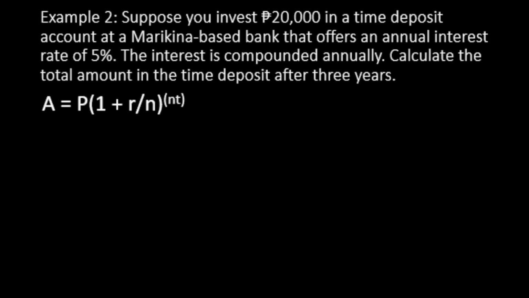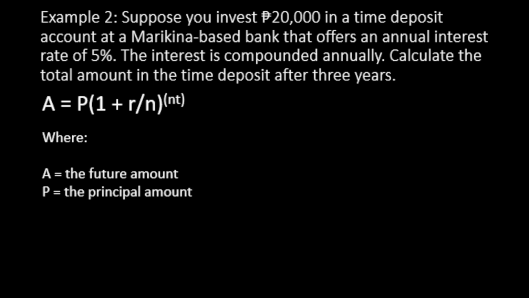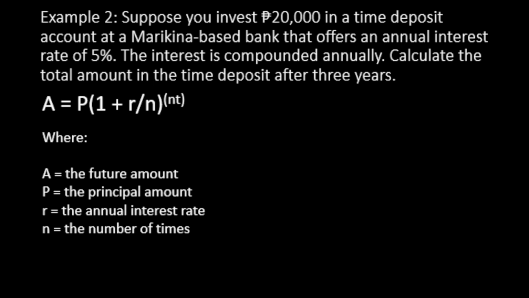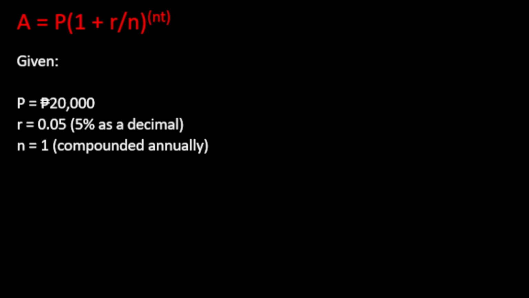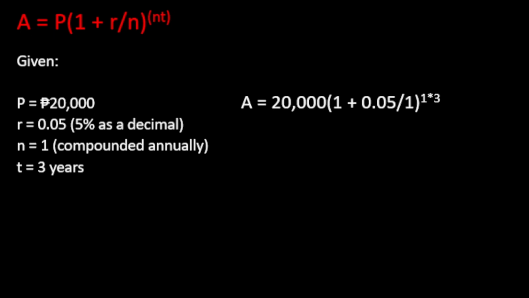To calculate the total amount, we'll use the formula for compound interest. A is equal to P times the quantity of 1 plus R over N, raised to the power of NT, where A is the future amount, P is the principal amount, R is the annual interest rate, N is the number of times the interest is compounded per year, and T is the number of years. Now, we are given 20,000 pesos, that's the principal amount. The annual interest rate is 5%, that's 0.05 in decimal. The number of times the interest is compounded per year is 1, and T, the number of years, in this case, is 3 years. Now let's plug in all the values.